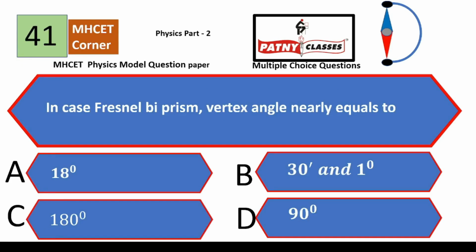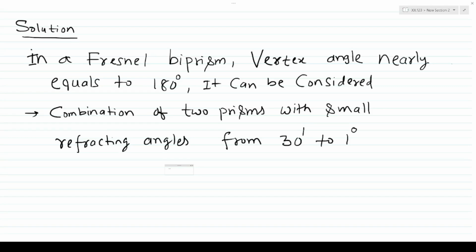Question number 41. In case of Fresnel biprism, vertex angle nearly equals option A 18 degrees, option B 30 minutes to 1 degree, option C 180 degrees, and option D 90 degrees.